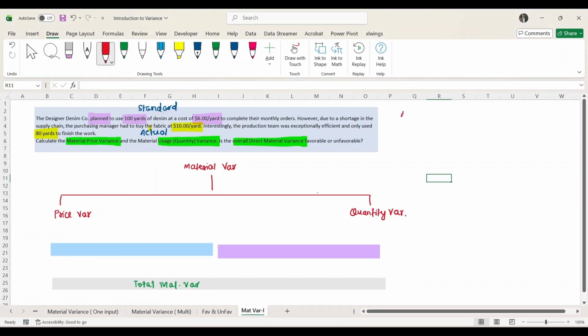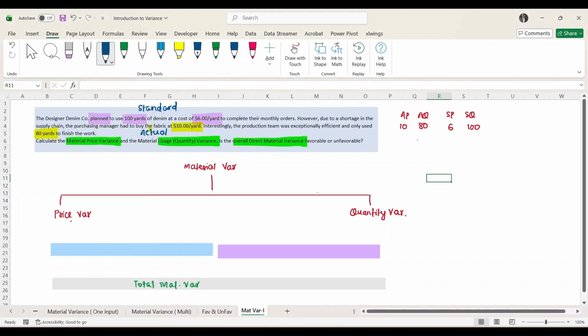So we have to write it down first in an organized way. We can do it like this: first we write down actual price, actual quantity, then standard price and standard quantity. In this way only we have to write it down. So what's the actual price and actual quantity? Actual price is 10, actual quantity is 80. So we write down 10 and 80, SP and SQ, 6 and 100. So first we have to extract this information.